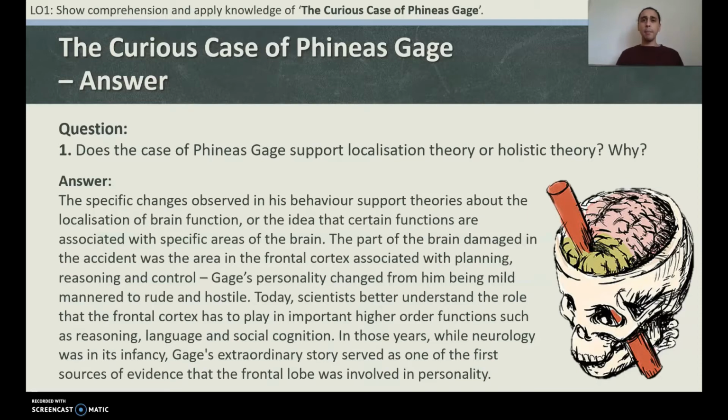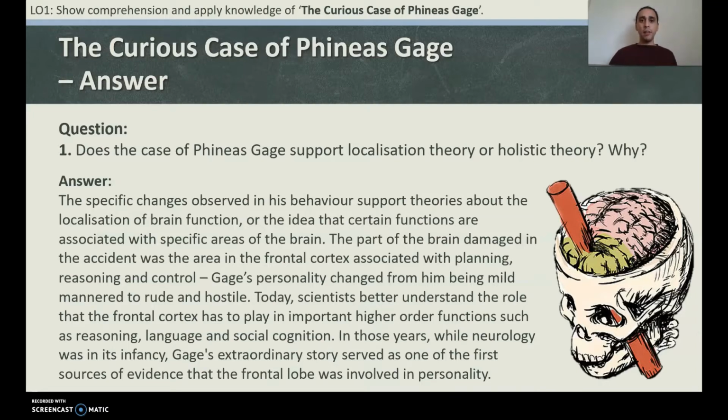Today, scientists better understand the role that the frontal cortex has to play in important higher-order functions such as reasoning, language, and social cognition. In those years, neurology, which is the study of the brain, was in its infancy, and Gage's extraordinary story served as one of the first sources of evidence that the frontal lobe was involved in personality. This is one of the first things that happened, because how many times does someone have a chunk of their brain cut out and somehow they survive, right?